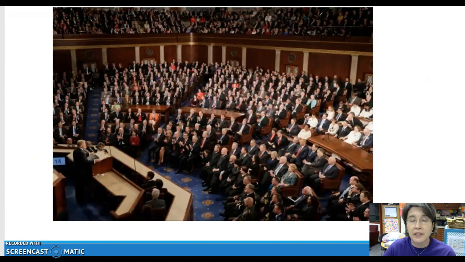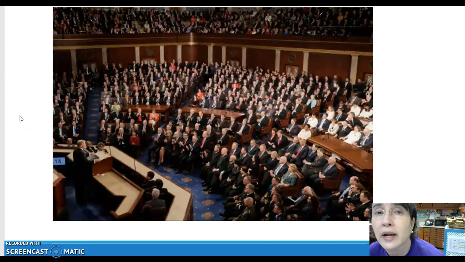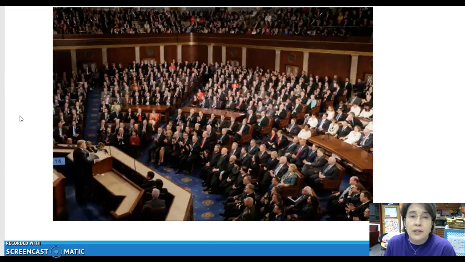The image that I have for you here is actually an image from the State of the Union address. That's one of the requirements of the president, is that annually the president is to give an address or a speech basically to both houses of Congress. This is a pretty big deal. It happens annually, usually in January, and this is a time where we see a lot of big players in the audience at that particular event.